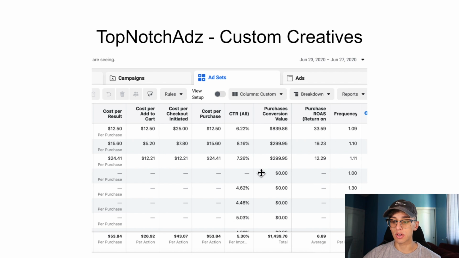So these results are from the store that I'm talking about that went 0 to 1K a day in 3 days. Look at our click-through rates for these ad sets. This is a 7.26, 8.16, and a 6.22 click-through rate. The ROAS is nuts, a 6.69. This one has, I believe, what does it have? This one has 2 purchases at $12.50 for $840 sale price. That is our purchase conversion value. That is nuts, and I have not seen these click-through rates ever in my life with any of my other ads. So I recommend you guys check out Top Notch Ads.